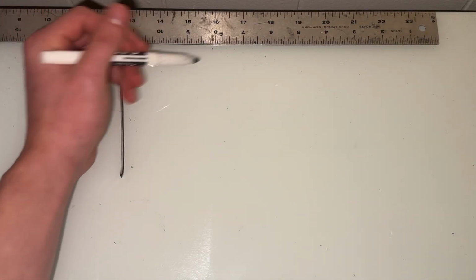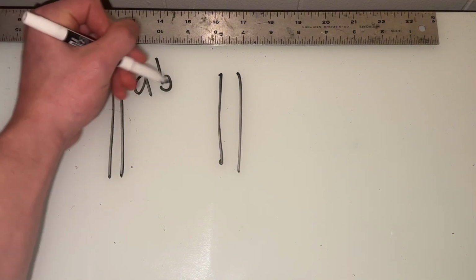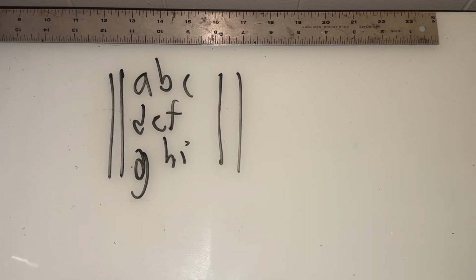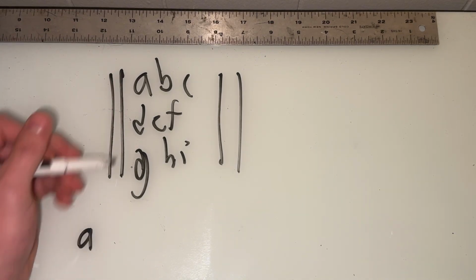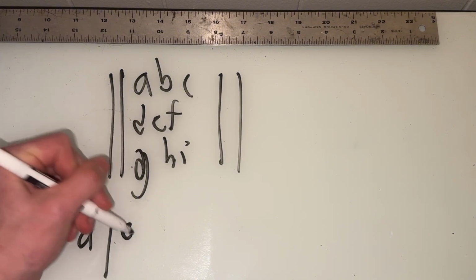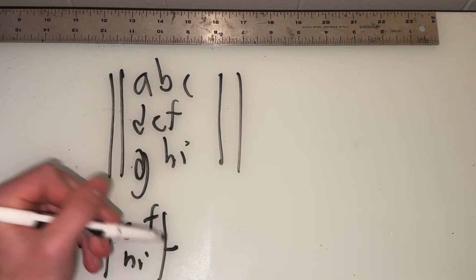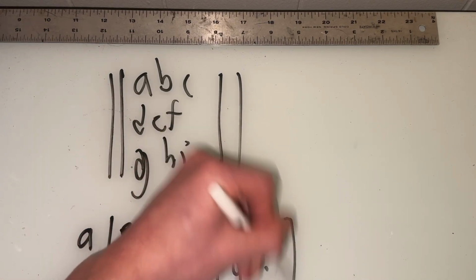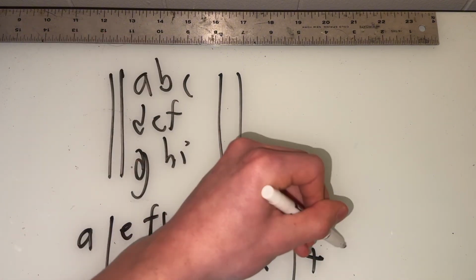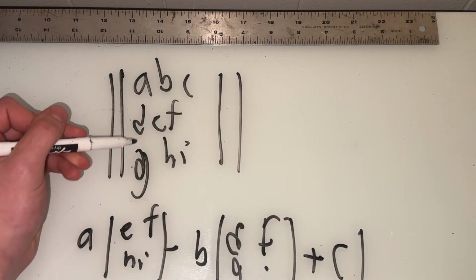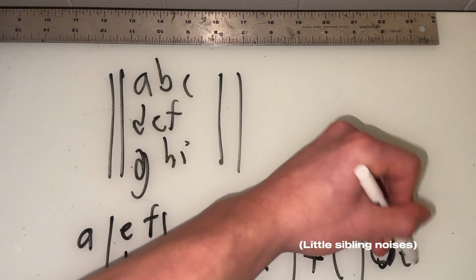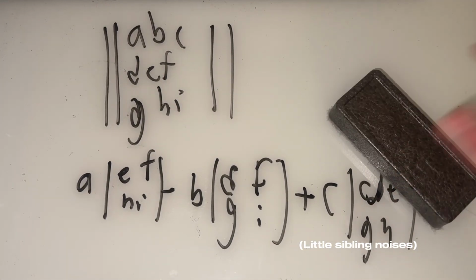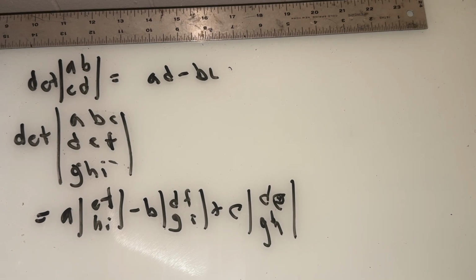All right, for 3x3 matrices, you have A, B, C, D, E, F, G, H, I. So the first thing that you want to do is take A, and then you're going to have a matrix with E, F, H, I, minus B, D, G, F, I, and then plus C, D, E, G, H. All right, so here is both of the main formulas.